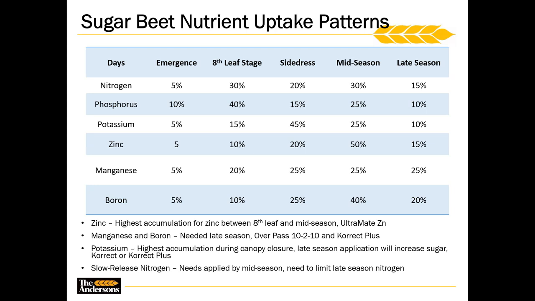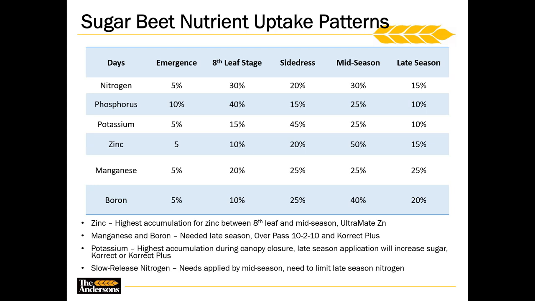a couple things to point out is that our highest need for zinc is going to be between the 8th leaf stage and mid-season. Traditionally, what we've seen there is a side dress application of a UAN with an Ultramate, especially our Ultramate Zinc. We're seeing more split applications of nitrogen, and that's a great opportunity to make our zinc application with that side dress application. Boron and manganese are really needed later during the season, and that's where our MicroNourish, our Overpass 10-10, and our Correct Plus really have a nice fit.